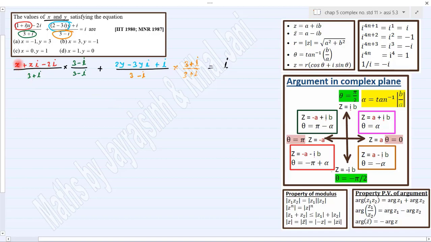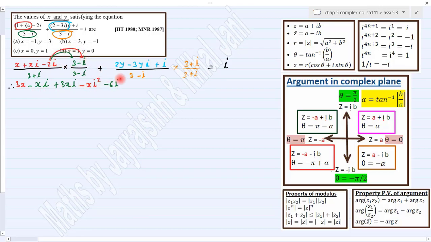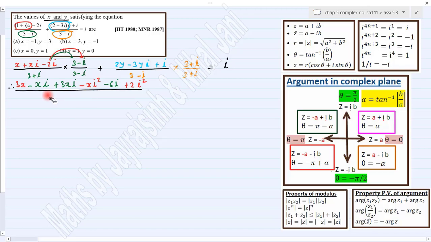Now let's multiply one by one. Your x multiplied with 3 will give us 3x. Then x multiplied with minus i will give us minus xi. Now it's time to multiply xi with 3, which will give us 3xi. And xi into minus i will give us minus xi square. Now minus 2i into 3 will give us minus 6i. And minus 2i into minus i will give us 2i square. And in the denominator we have a plus b into a minus b, which will give us 9 plus 1, or we can say 10.